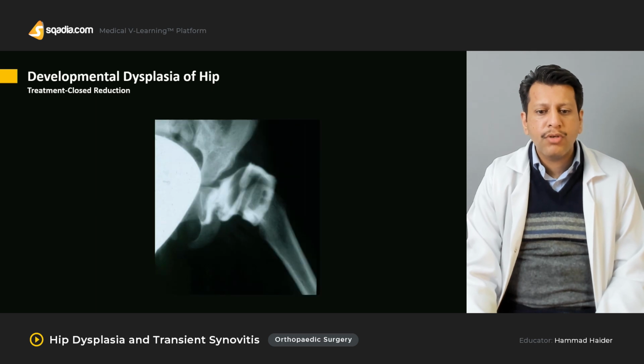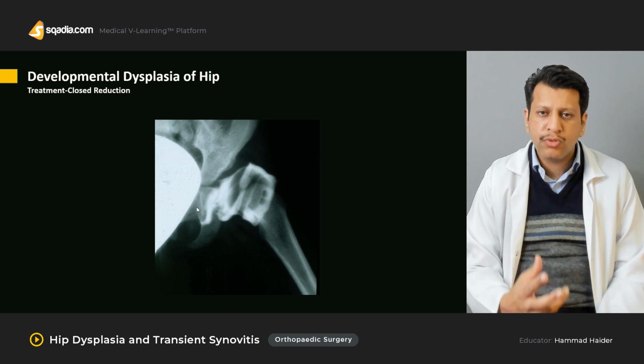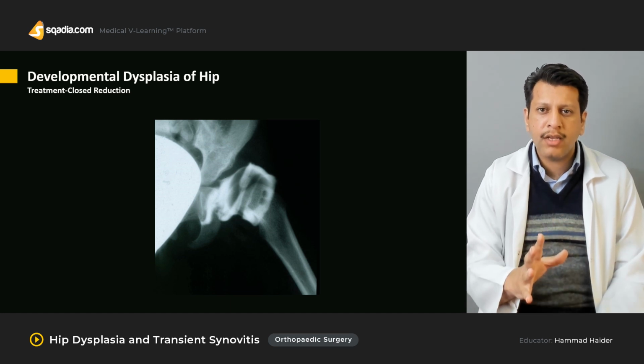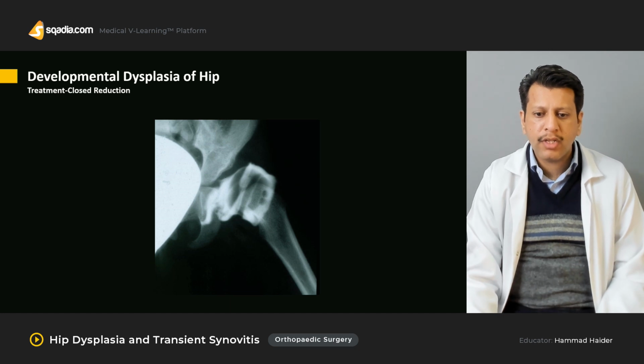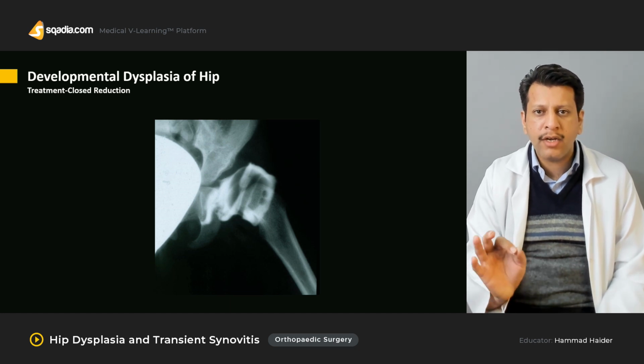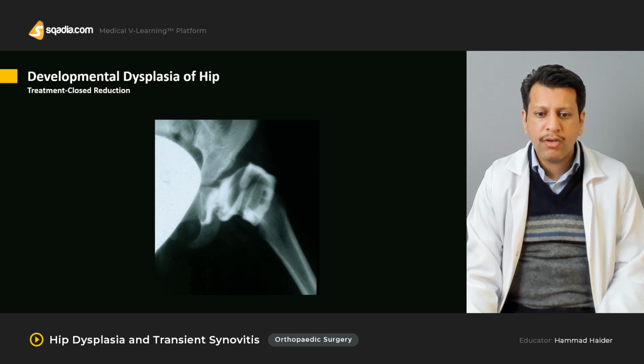Now, as I told you, this is how the closed reduction is done, that we reduce it without giving any incision. We do not open the joint, and once we have reduced the head, we inject a dye into the joint by a simple percutaneous catheter, and we do the peroperative arthrography.